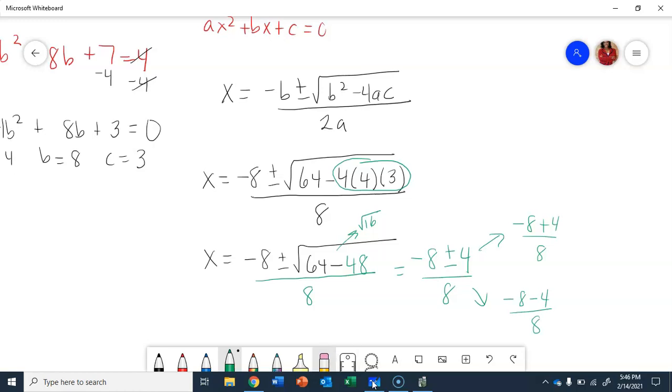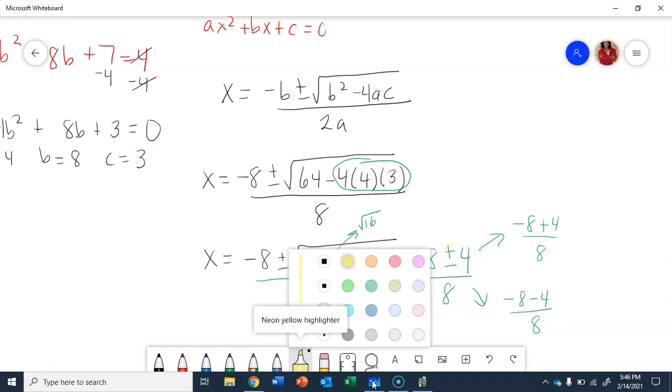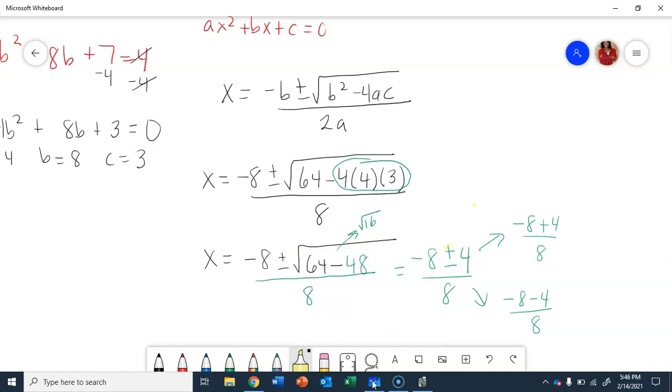Again, if you still have not understood how I'm getting these different solutions, it's because the first thing I do is say, hey, negative 8 plus this value over 8, and then I'm doing negative 8 minus this value over 8, okay?